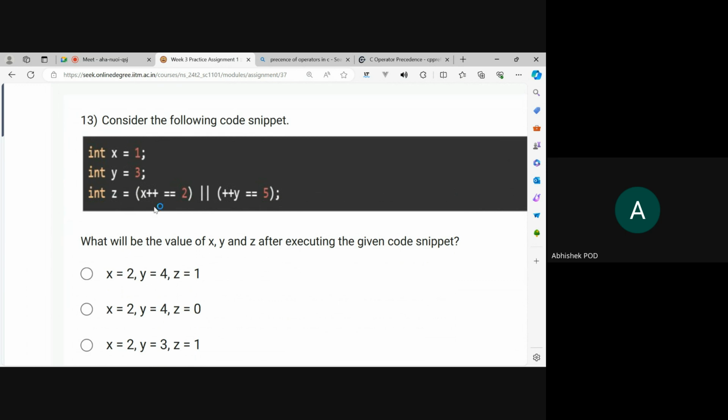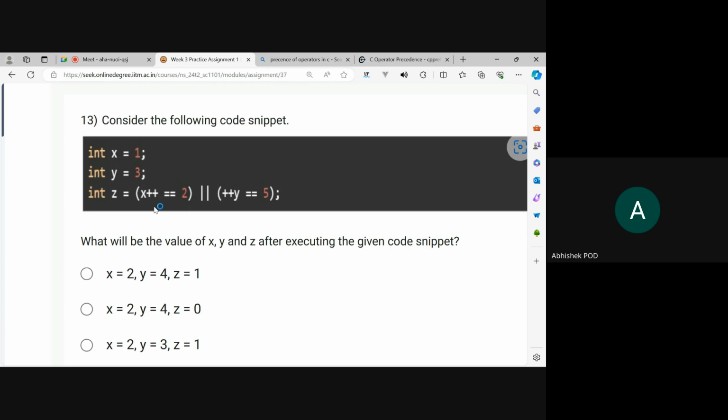So here, the value of x is 1 and you are saying x++ equals to 2. What do you think? Is this condition false or true? Sir, false, because it is post increment, so 1 is not equal to 2. Exactly. Correct. So 1 is not equals to 2, so this condition becomes false.